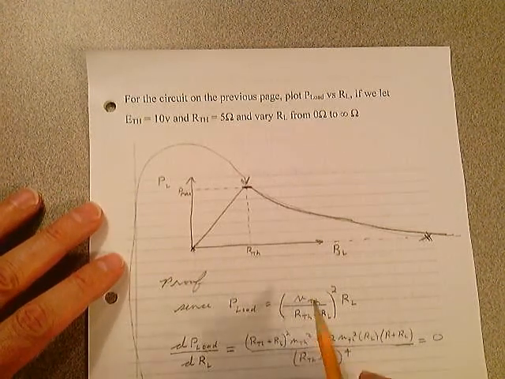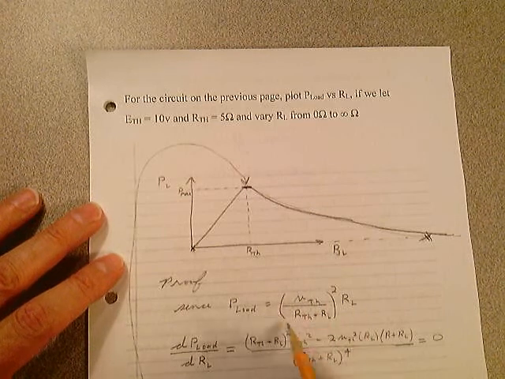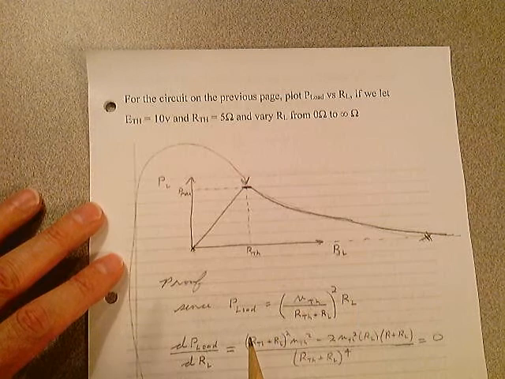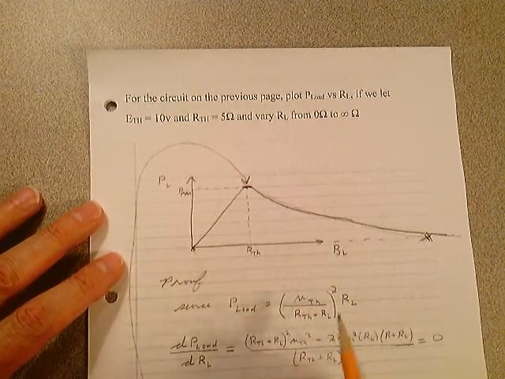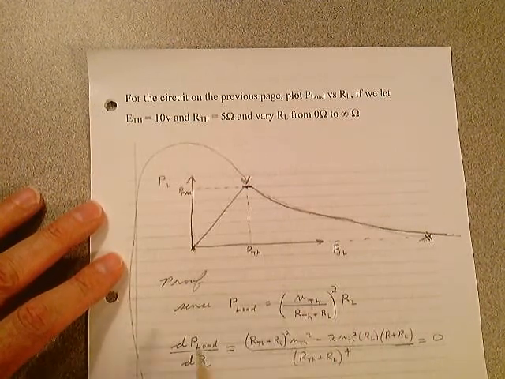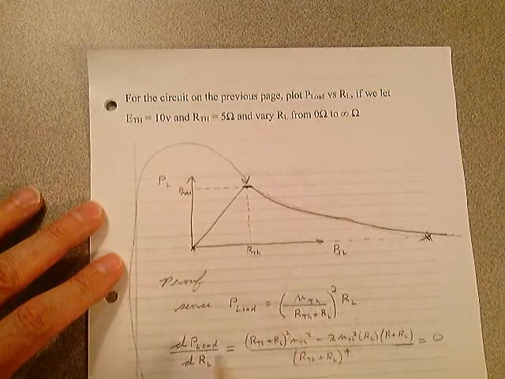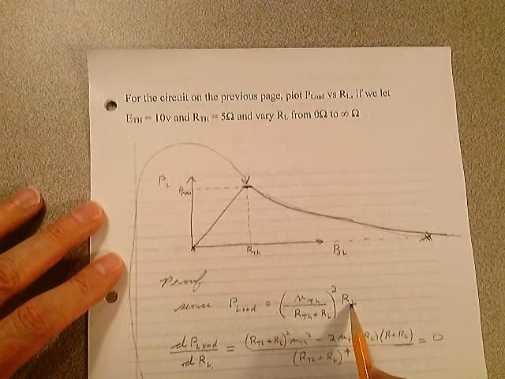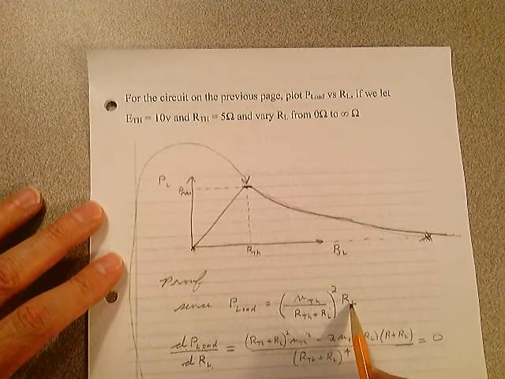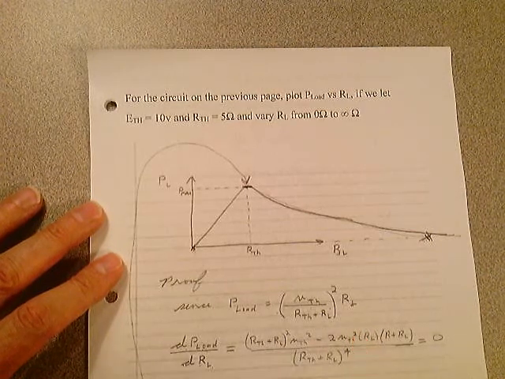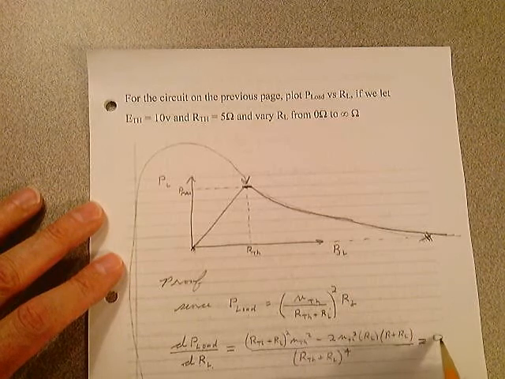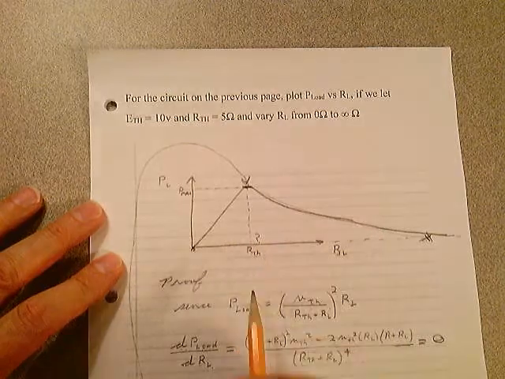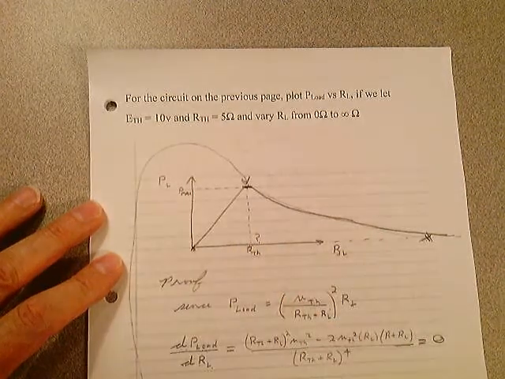Well, all we're going to do is take the derivative of this with respect to RL. Now, you're not taking the derivative with respect to time like you did in most of your calculus classes. You're taking the derivative of the power in the load with respect to RL. Okay? And then we're going to set it equal to 0. Because where's the derivative of this equal to 0? Well, we don't know where it is here. Well, we're going to find out.